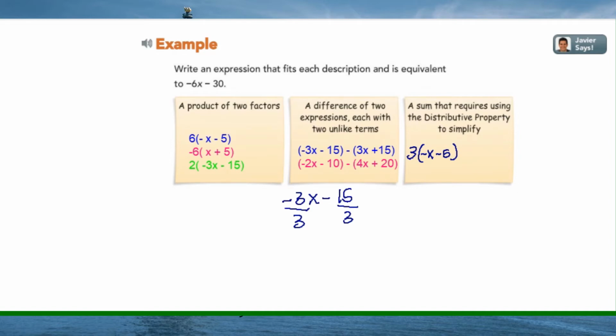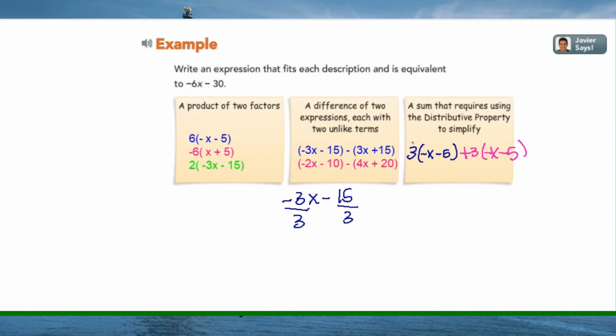But we have to make sure we pay attention here. It says a sum that requires. So instead of subtracting like this one, I'm actually going to have to add. So here I'm going to factor out a 3. And instead of dividing 3x plus 15 by 3, I'm actually going to do negative 3x minus 15 again, because we have to remember we're going to be distributing a positive number in, but we want the numbers to be negative once we distribute. So I'm going to put negative x minus 5.